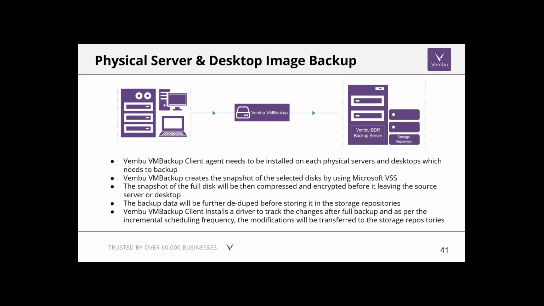Again, the Vembu VMBackup proxy has to be installed on each machine, and it will be backed up over LAN. While sending the data over LAN, it will be compressed and encrypted, and while storing the data further, it will be deduplicated. To track the changed blocks, we use our own proprietary driver, where the incremental will be much faster when compared with any other vendor. And apart from that, we offer desktop and laptop backup free of cost.